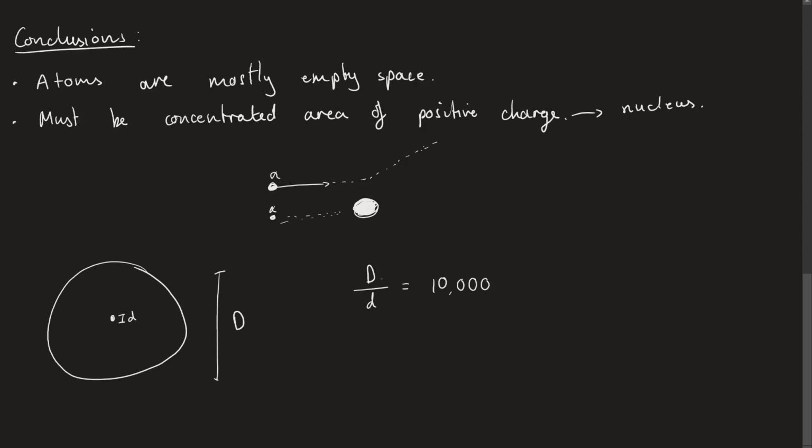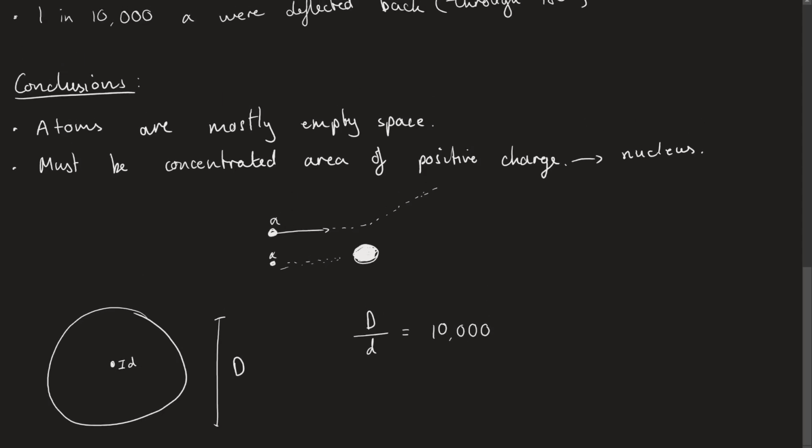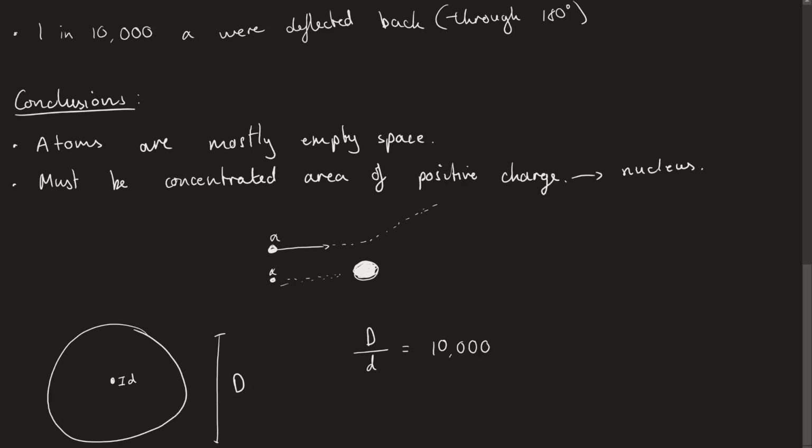Okay, so by probability, based on this observation at the top here, that 1 in 10,000 alpha particles were deflected, we can make a rough assumption that the nucleus of an atom is roughly 10,000 times smaller than the atom itself, which then proves that we have a much, much smaller concentrated area of the positive charge. So the nucleus is actually a very, very small amount of an atom in terms of volume.